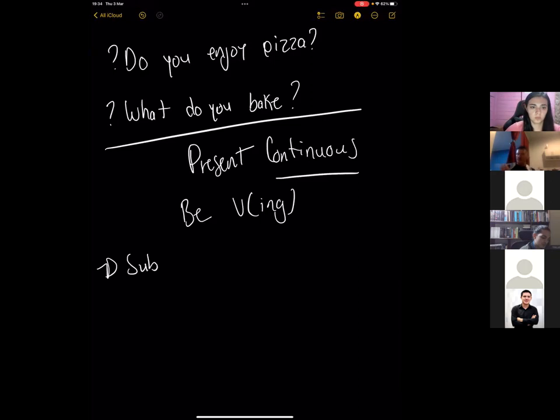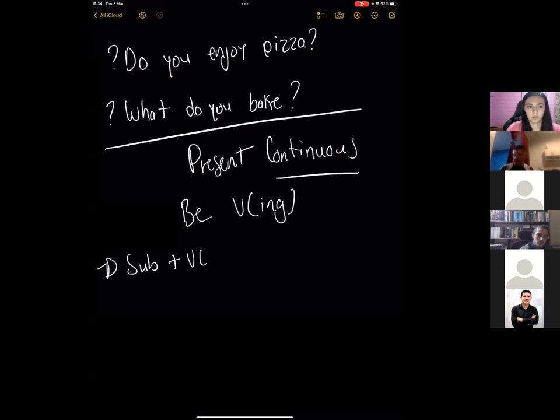Subject, this is for possible positive sentences. Subject plus verb be, well, it's not verb, it's actually the auxiliary. Let me just give the right name. Plus auxiliary, which in this case is going to be be, plus the verb in ing, plus the possible complement. I'm saying possible because remember that there are verbs that just don't need a complement. So you can just keep them without a complement.